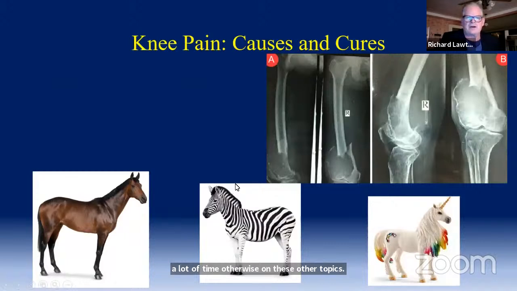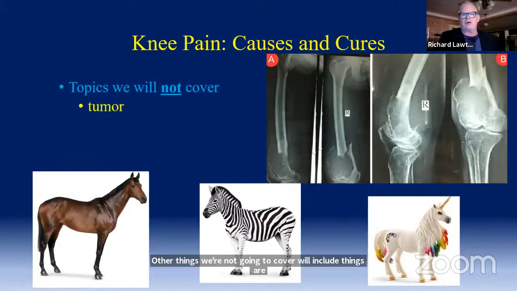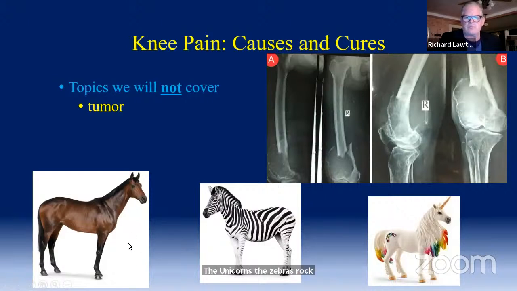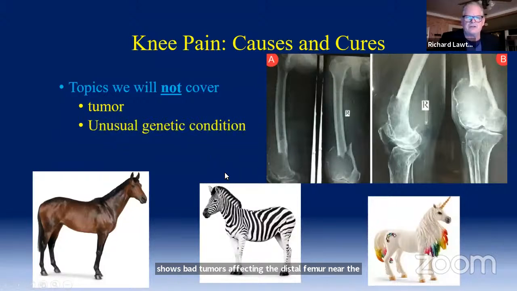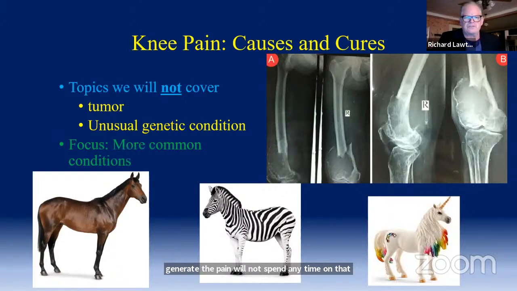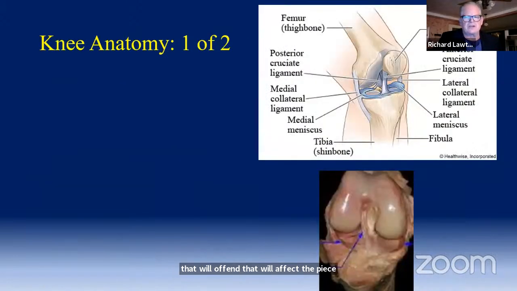Other things we're not going to cover will include things that are very rare, the unicorns, the zebras. We're not going to spend much time on that. Instead, we're going to talk about more common things. So for example, this is an x-ray that shows bad tumors affecting the distal femur near the knee, we're not going to spend much time on that. Naturally, if you have one of these, you'll know it, and that'll hurt for sure. And then there are a long list of very rare genetic conditions that can generate knee pain. We'll not spend any time on that stuff. We're going to focus on more common conditions that will affect the people attending this conference.